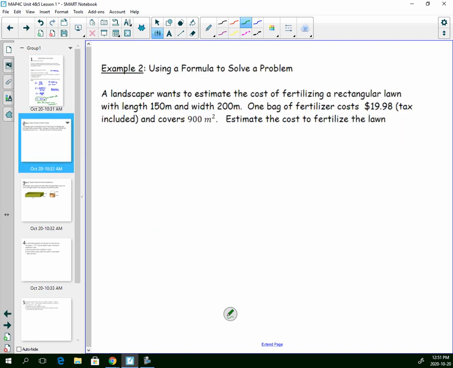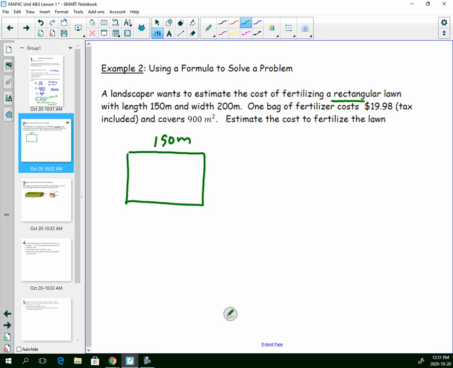Okay, so here's another one. Sometimes I have to sort of problem solve here. So it says, using a formula to solve a problem, a landscaper wants to estimate the cost of fertilizing a rectangular lawn with length 150 and width 200. So there's some information that I have. I'm going to draw a diagram.